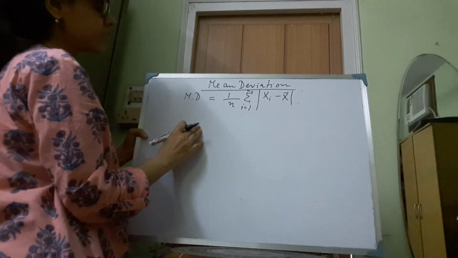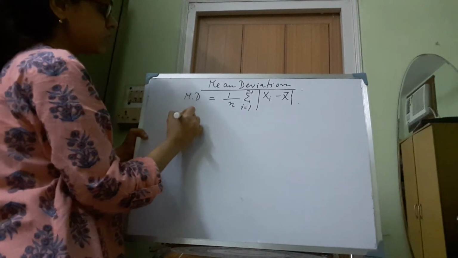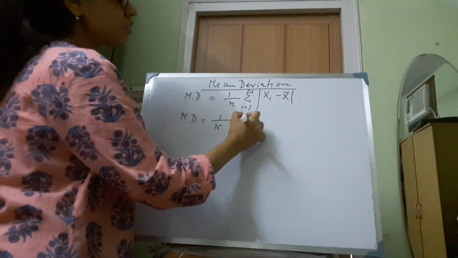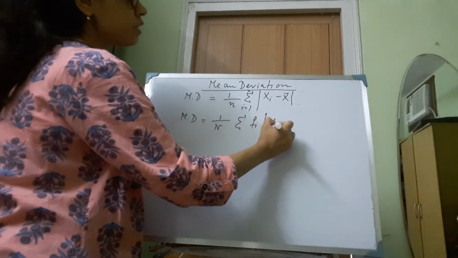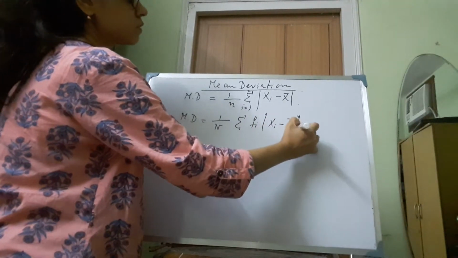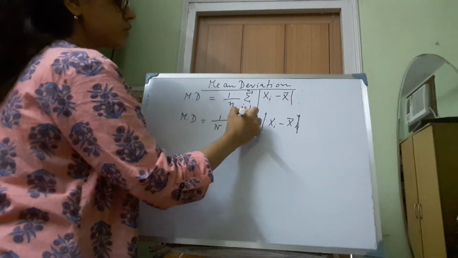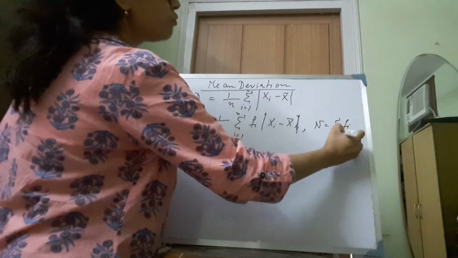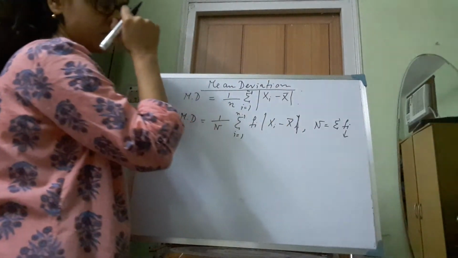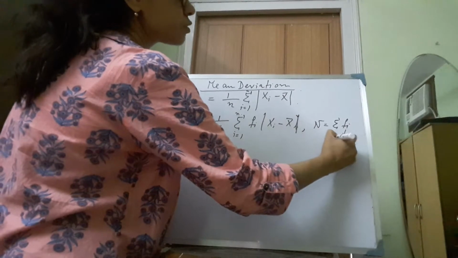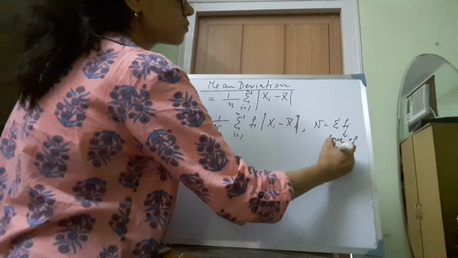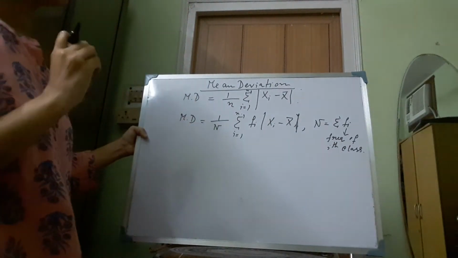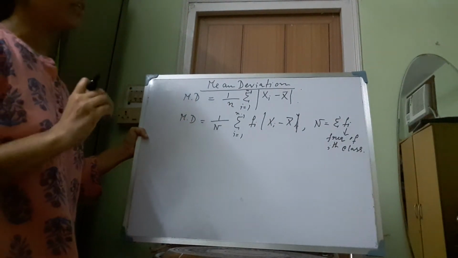Now for grouped data, or for data with frequency, the formula for mean deviation is 1 by capital N summation of fi mod of xi minus x bar, where i is from 1 to n, and capital N is equal to summation of fi, where fi is the class frequency, the frequency of the ith class, or the frequency associated with the ith data.